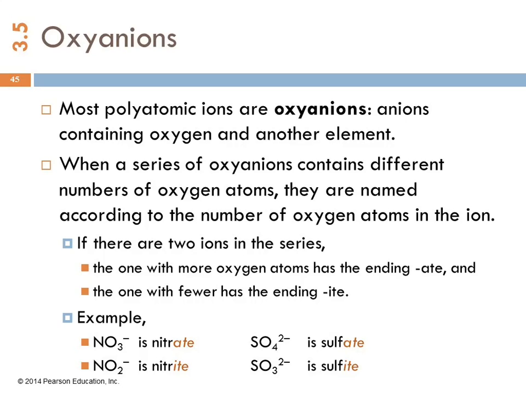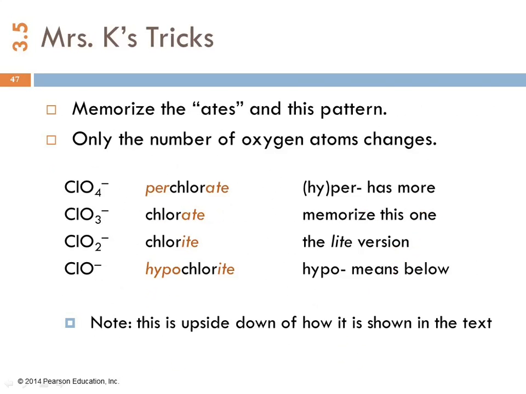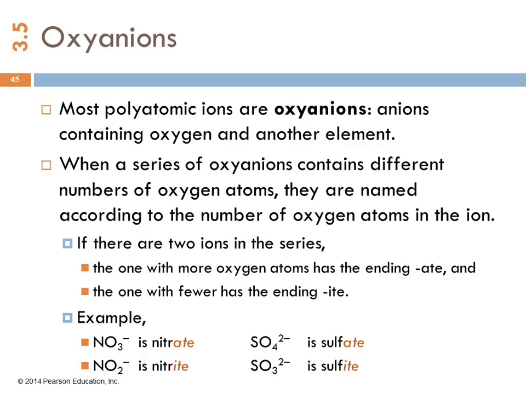There are series, meaning there are two similar polyatomic ions, and the only difference is the number of oxygens. There's NO2 minus and NO3 minus. The number of nitrogens is the same, the charge is the same. All that's different is the number of oxygens, and so the names are really, really similar. NO3 is nitrate, and this is nitrite. Ite is like light. It's the light version. Well, that doesn't work. It's on the next slide anyway, so we'll get to it. SO4 2 minus is sulfate. The light version is sulfite. It's just got one less oxygen than the regular sulfate.